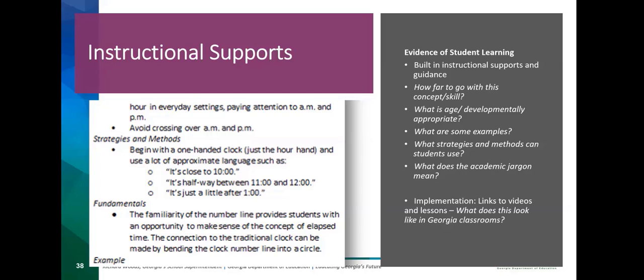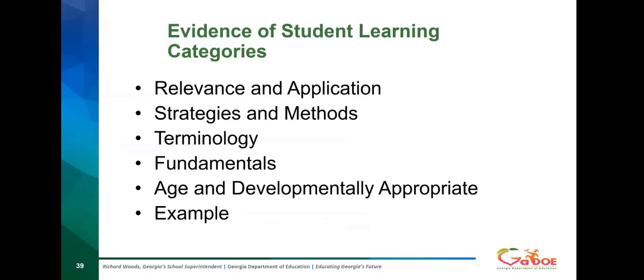Eventually, once the standards are approved, we will be able to go in and provide links to videos and lessons so that educators can click and see, well, what does this look like in the state of Georgia? What does this look like in a Georgia classroom, to give additional supports for implementation. The evidence of student learning column has several categories. The first one that I want to mention is relevance and application, and that is important because the overall standards in the root of Georgia's K-12 mathematics standards is learning mathematics through context and applying reasoning as students make sense of the mathematics in context. So the relevance and application just provides the educator with more information of how to connect the concept to real world or real life contexts.